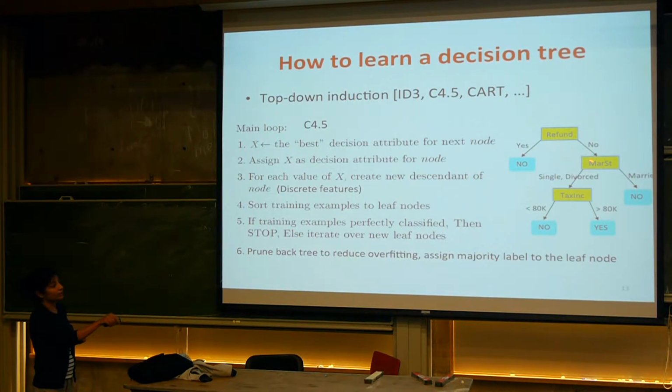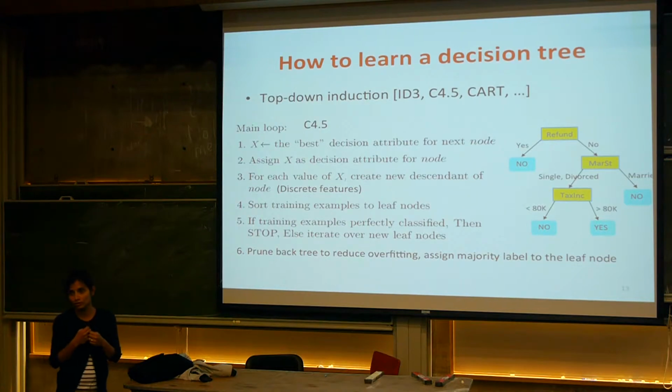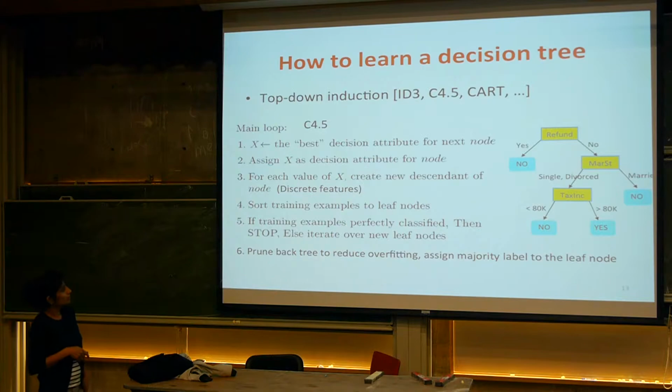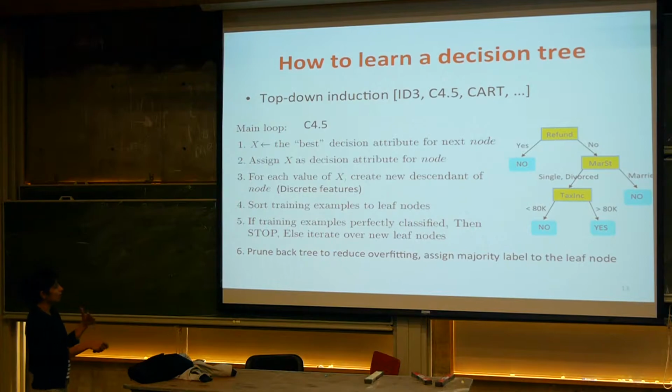If they are still mixed at this stage, now you go back and you repeat this process. You choose the next best decision feature or attribute, and you repeat this process. Okay? So I hope that makes sense. And you keep on doing this until either all of your training examples are perfectly classified, or you sort of reach the end. We'll talk about specific stopping criteria and how you do the pruning.